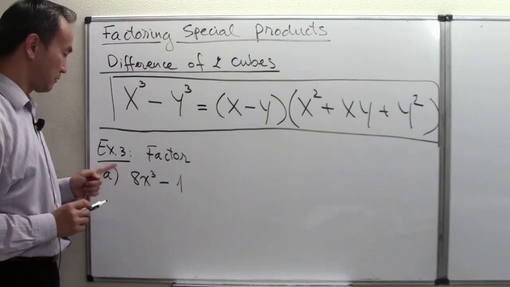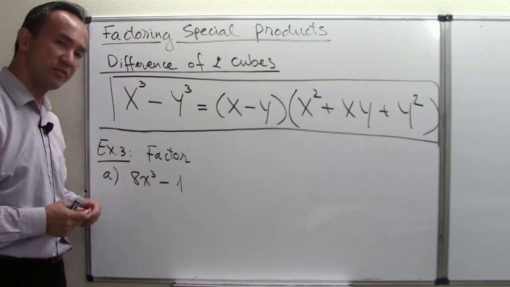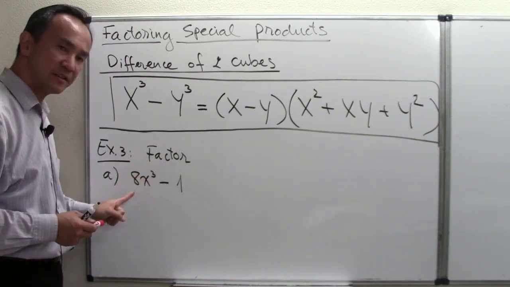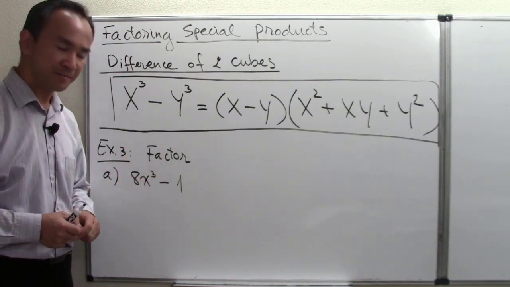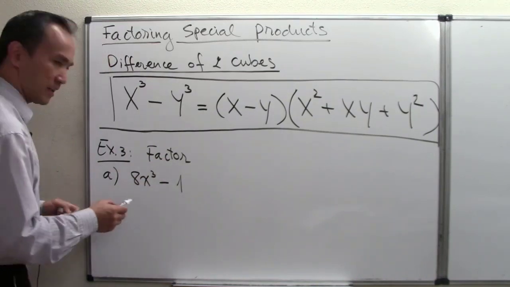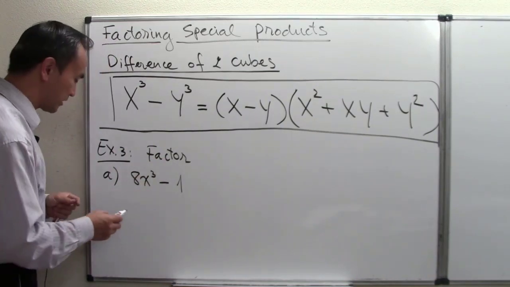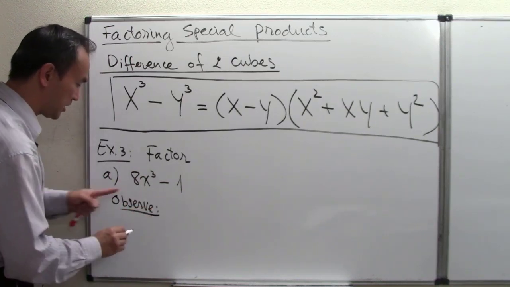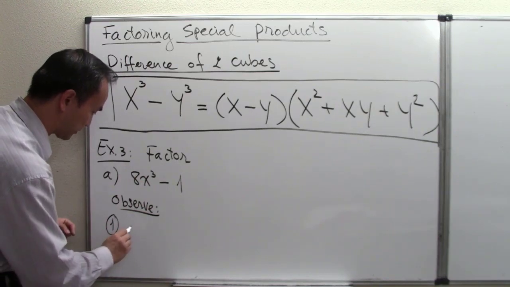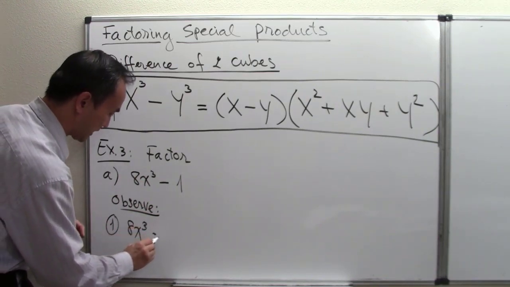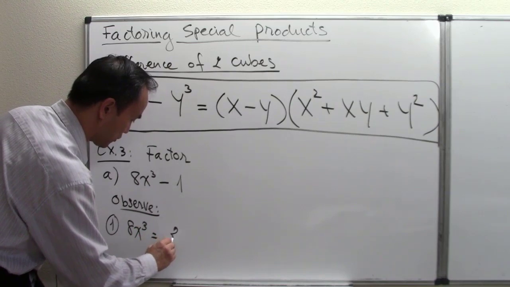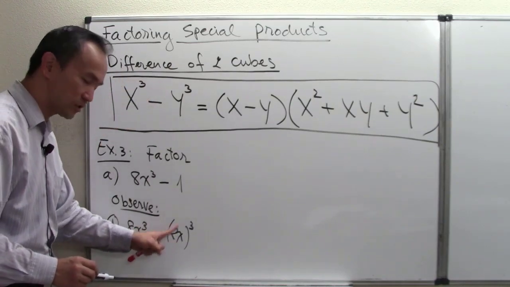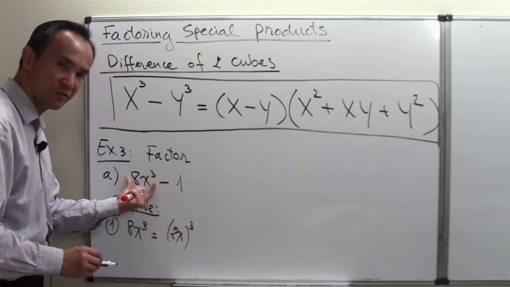All right, so let's look at our example 3 right here. And the first problem in here I have, let's factor 8x cubed minus 1. Okay, and so once again, very similar to steps I've been doing earlier. The thought process here should be we're observing each term. So first, 8x cubed, I can see that it's 2x all cubed. So 8x cubed is exactly equal to 2x all cubed. It's a perfect cube.